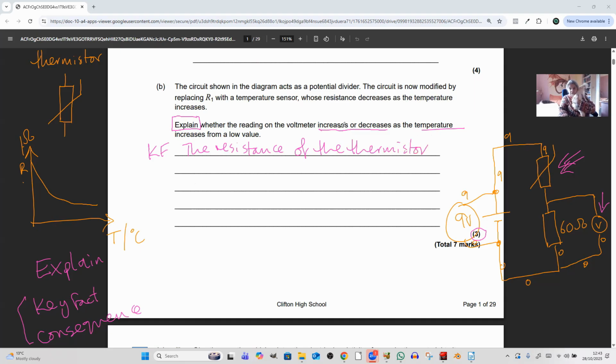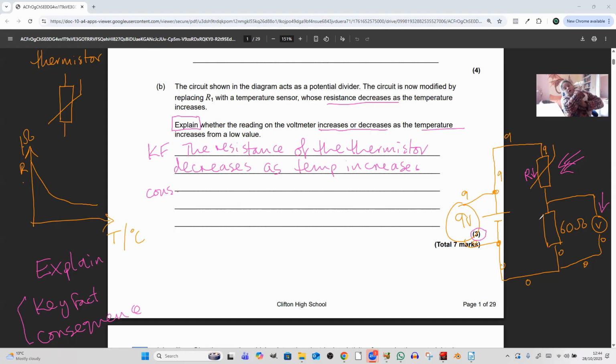Right, we're told that it decreases as the temperature increases. So what's the consequence of that? The resistance here, this resistance, goes down. Would we say that the voltage is proportional to R, therefore the voltage would also decrease?